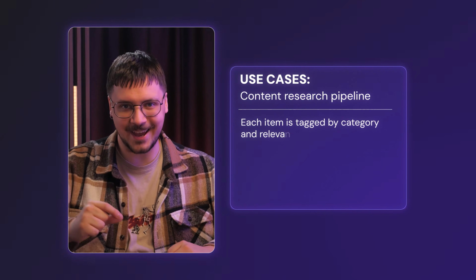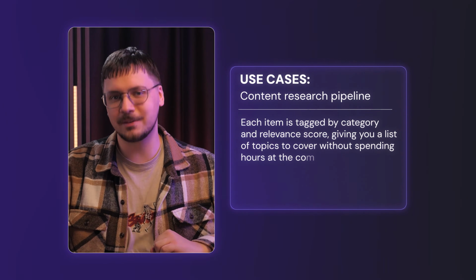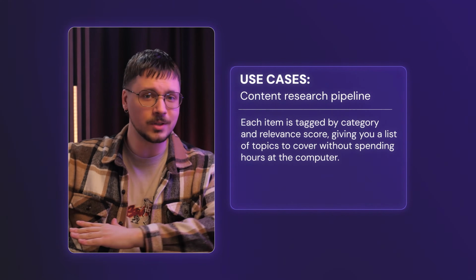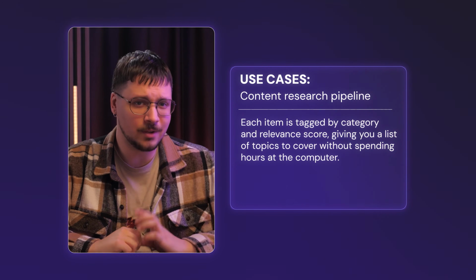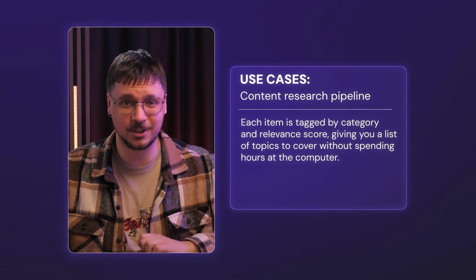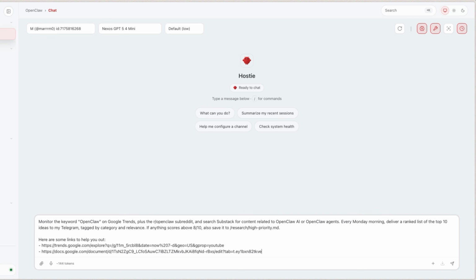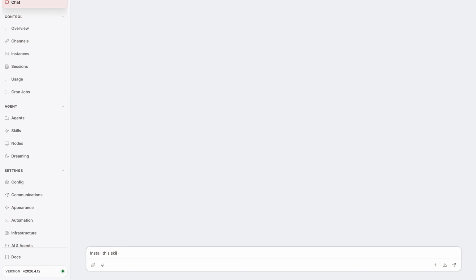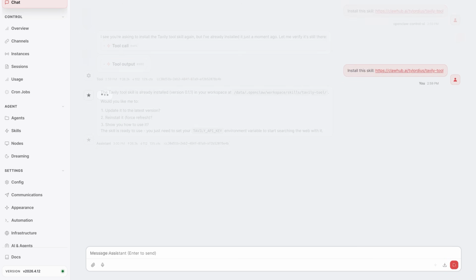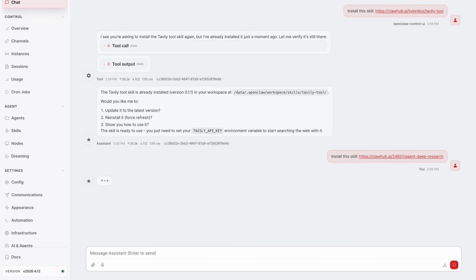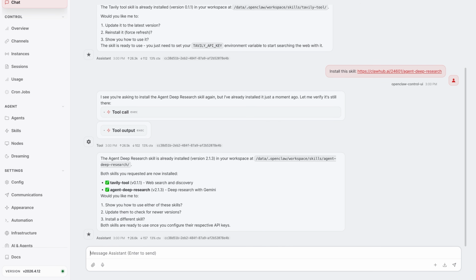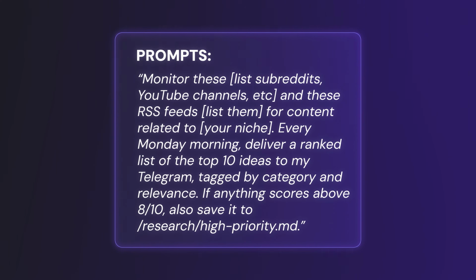Each item will be tagged by category and a relevance score, giving you a whole list of topics you can cover, without even having to spend hours behind the computer. For a deeper dive, tell the agent the specific trend you want to research, and you'll get a whole brief sent right back at you. Start out by installing the skills you need. We've linked our recommended ones down below for you, but don't be afraid to dig around in ClawHub repository to find your own alternatives. Once you have them installed, use this prompt.